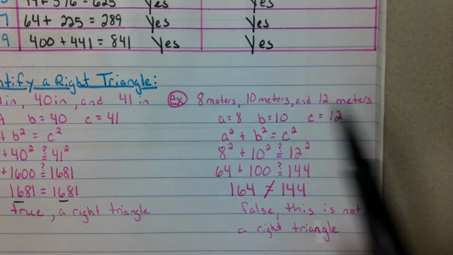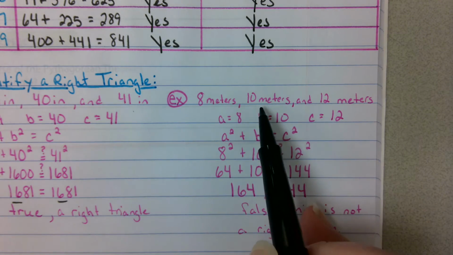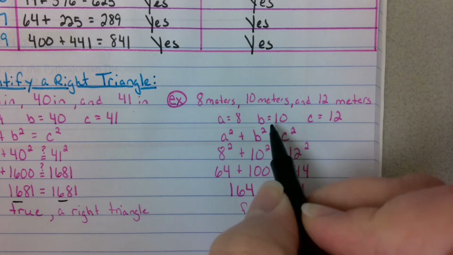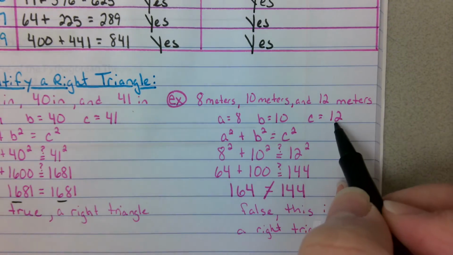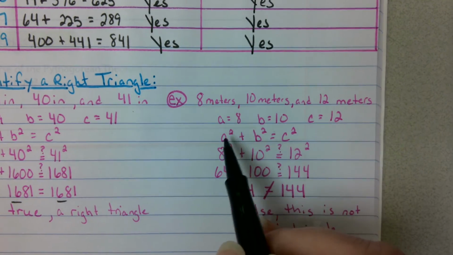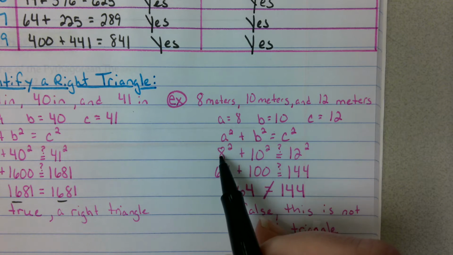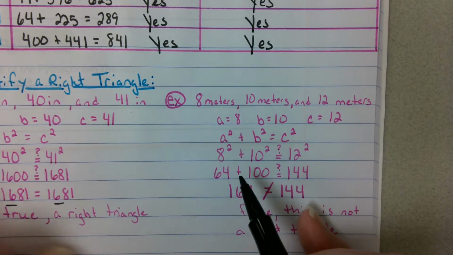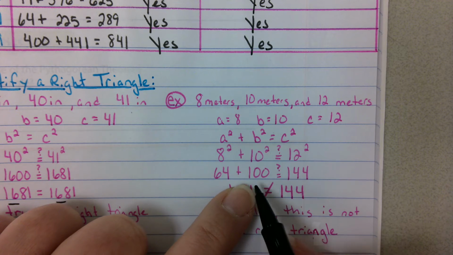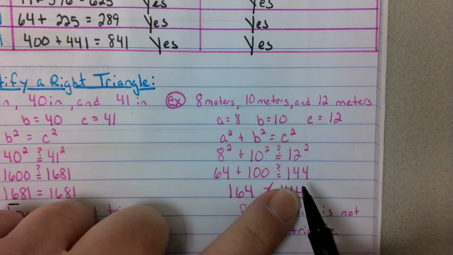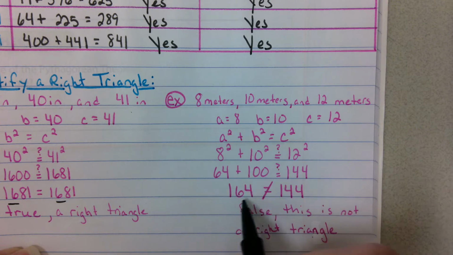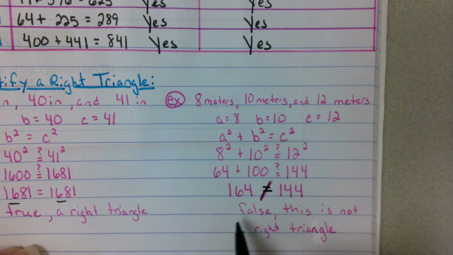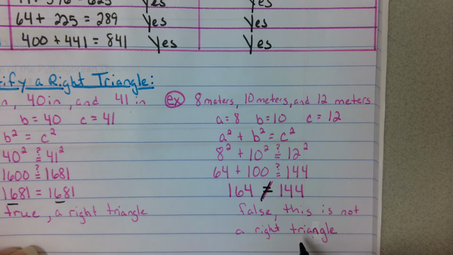Okay, our second example here, we have a triangle with measurements of 8 meters, 10 meters, and 12 meters. All right, we're going to have A equal 8, B equal 10, and C is 12 meters. We're going to substitute our values. 8 is our A, so 8 squared. B is 10, so 10 squared. And C is 12, so 12 squared. 8 squared is 64. 10 squared is 100. And 12 squared is 144. 164, when we add those up, does not equal 144. So this is not true, and it is not going to be a right triangle then.